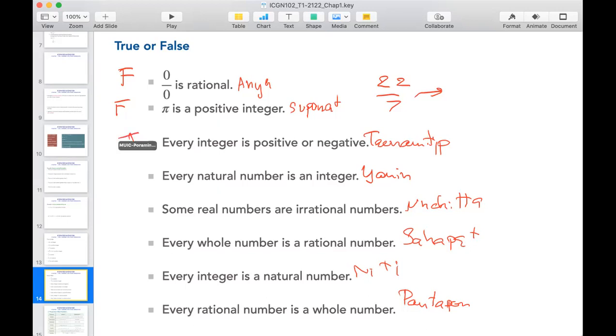Next. True. Every natural number is an integer. Natural numbers start from what number? Number 1. That's right. Because it is 1, 2, 3, and so on. That's why it is an integer for natural numbers. So the next one.